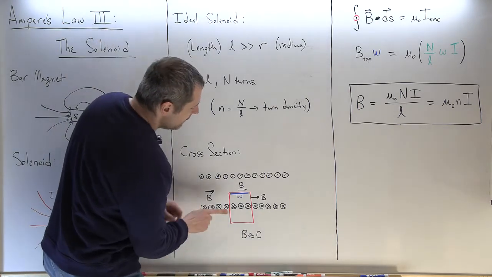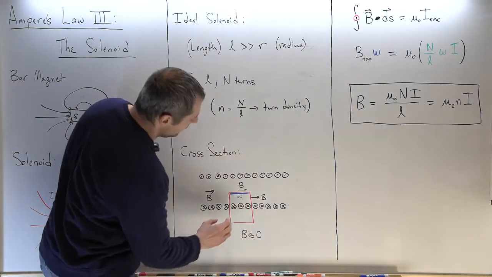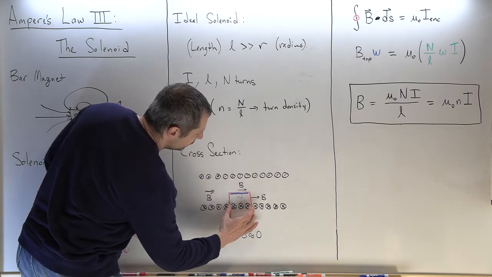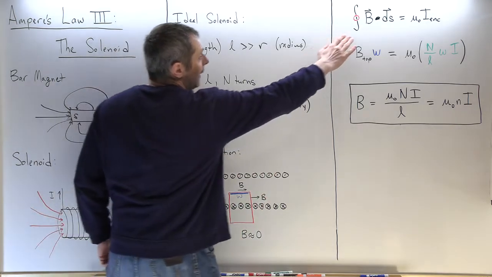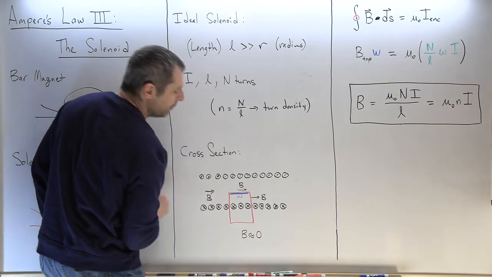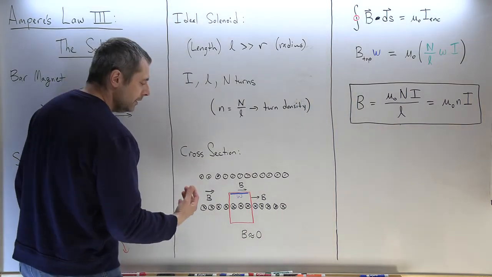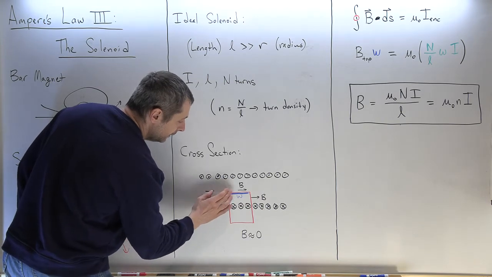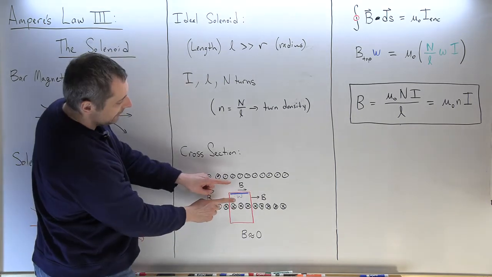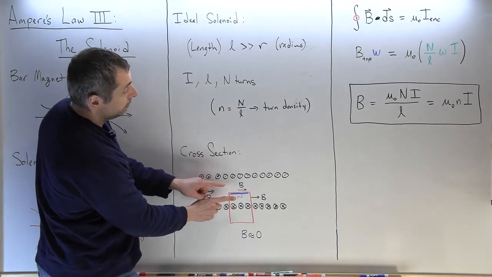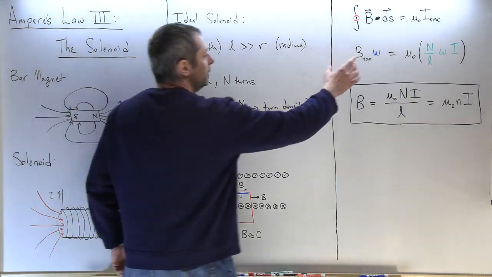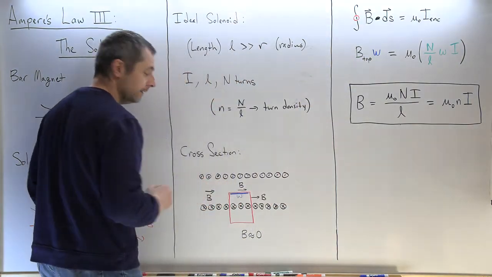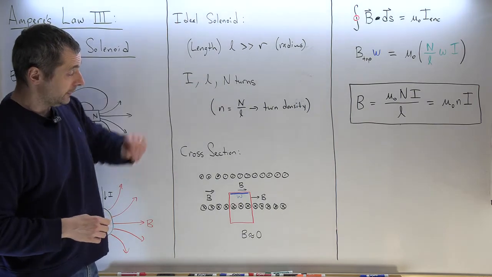So here, B and ds are perpendicular, so these do not contribute to the integral on the left side because of the dot product being 0. The only part of the integral that's not 0, well, there's no magnetic field here, and here it's perpendicular, is along the top where B and ds align. So the dot product's not 0. So we just have B times W. That's all that survives of the integral.